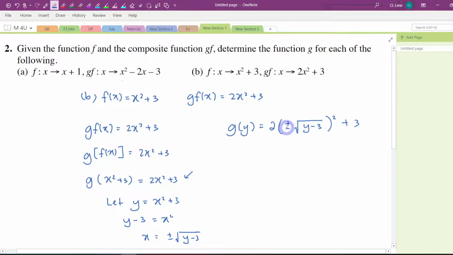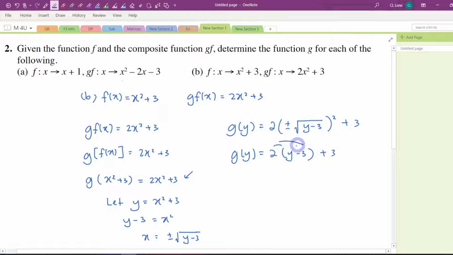So this is what I mean. Since you have a square here, no matter here is plus or minus, you always get a positive one, right? So therefore, the plus minus sign here is not important in this situation. Now, g of y is equal to 2 times... this plus and minus sign you can ignore because you square it, right? So square root squared, eventually you will get y minus 3.